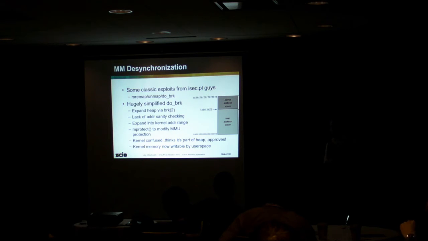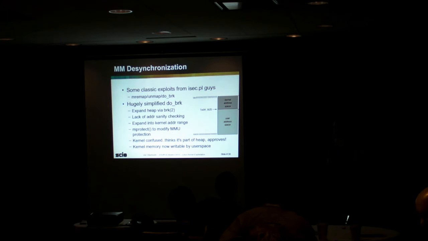And what we can do with the BRK function call is expand the area of memory that's usually used for the heap. Unfortunately, they didn't actually do proper sanity checking on how far you were expanding this heap. So we could actually expand the heap past where the kernel address space starts and overlap our heap with the kernel address space.